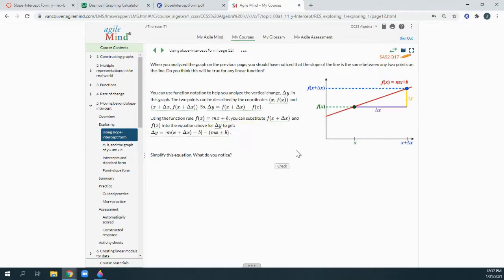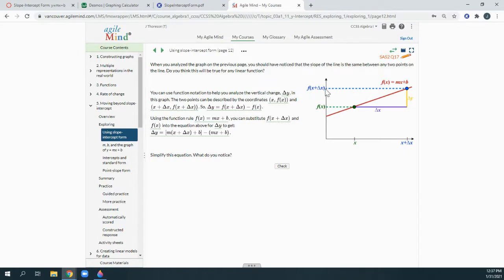Simplify this equation. What do you notice? Okay, so we've got this right here. You can use the function notation to help analyze vertical change in y. This is a very typical thing we do in Algebra 2 and pre-calculus and calculus a lot. Okay, so we'll use f of x and x plus change in x. What does that mean? Well, f of x keeps track of how high something is. So this one is at the height of the green dot. When I make x get bigger by a certain amount, that makes y get bigger by a certain amount. So I end up here.